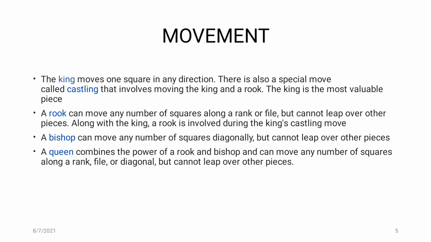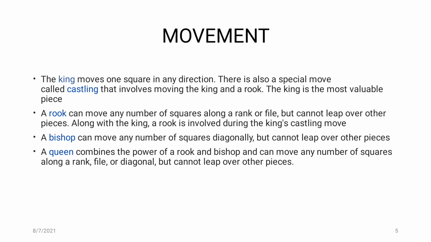A rook can move any number of squares along a rank or a file. The rook, which is called elephant, can move straight or horizontally, but it cannot leap over other pieces. A rook is involved during the king's castling move.